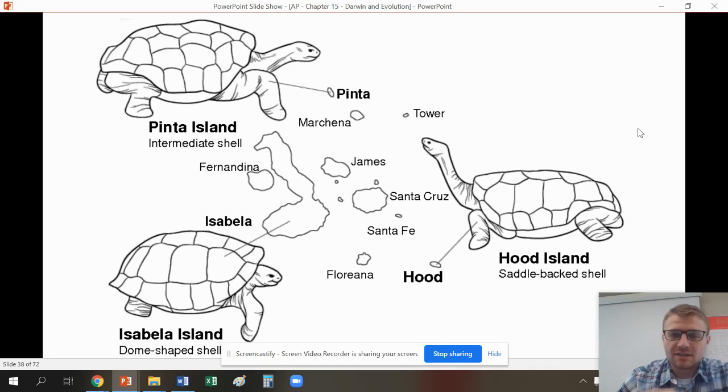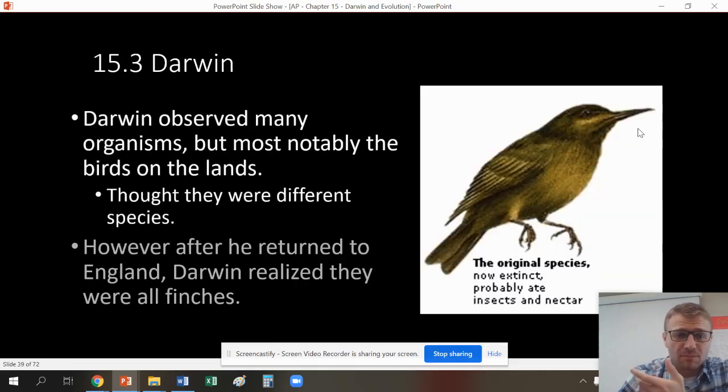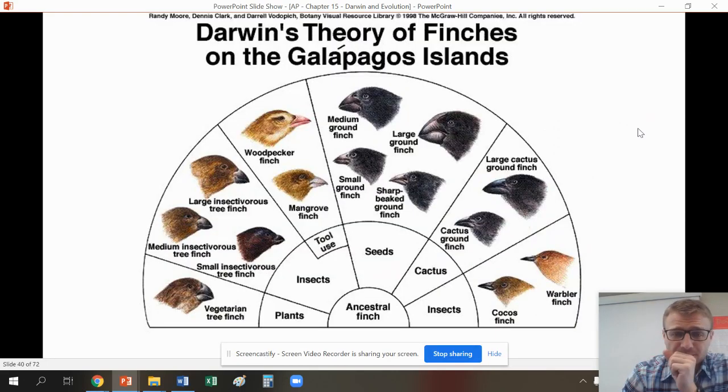And so he started seeing these similarities and differences between the tortoises, and he started really pinpointing, hey, there are these really big differences on these islands of these tortoises, and I don't know why. And he started trying to investigate this, and same with the bird species. He found different bird species on these islands, and they were specific to certain islands.